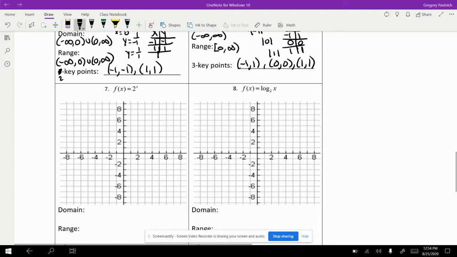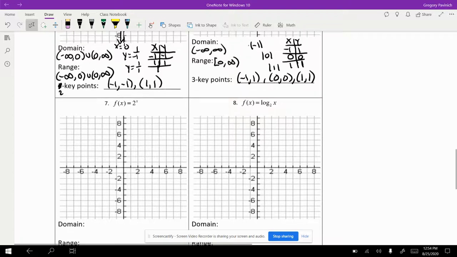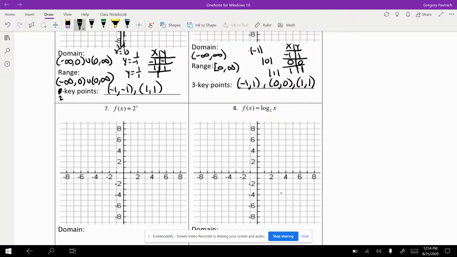Okay, and the last two are exponential and logarithmic.